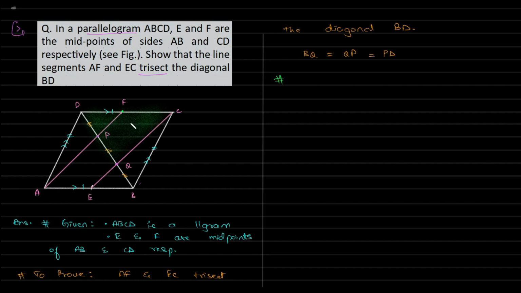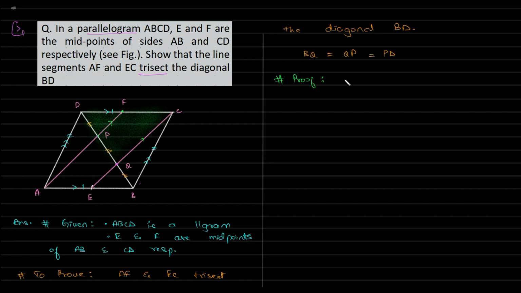So let's talk about the midpoint theorem. The converse of the midpoint theorem says that if a line is parallel to the third side and passes through the midpoint of one side, it will also pass through the midpoint of the second side. So basically I have to prove that FA is parallel to CE. How will I prove this? We have been given ABCD is a parallelogram. Can we make use of that? Well, we can and we should.